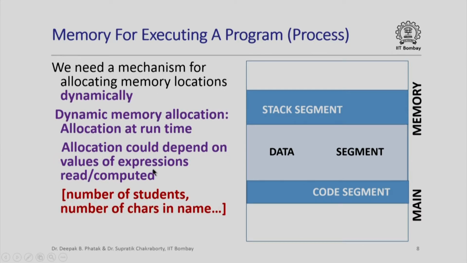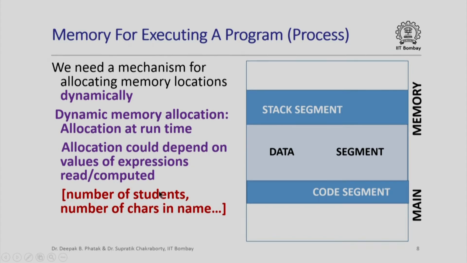So in order to address problems like these, you realize that we really need a mechanism for allocating memory locations dynamically. What do I mean by dynamic memory allocation? That this allocation is actually going to happen at runtime, and how much memory is going to be allocated could really depend on the values of various expressions that we are reading or computing.